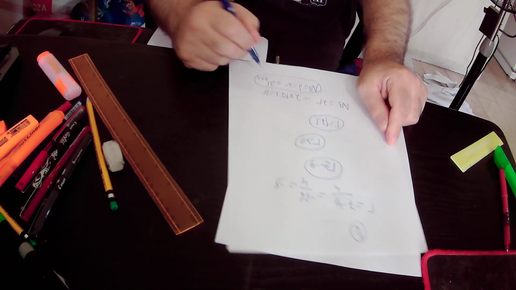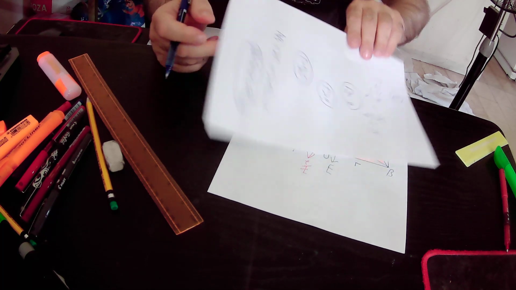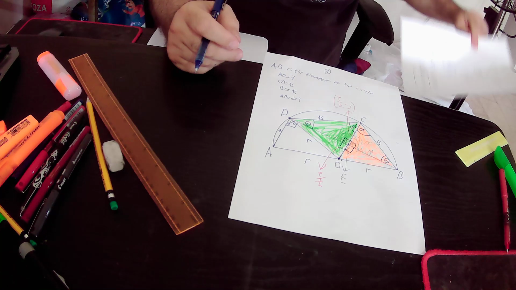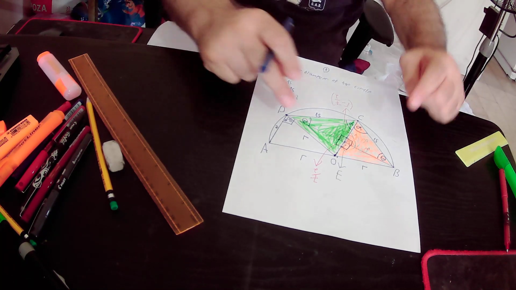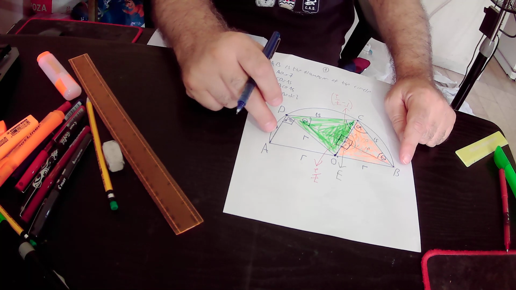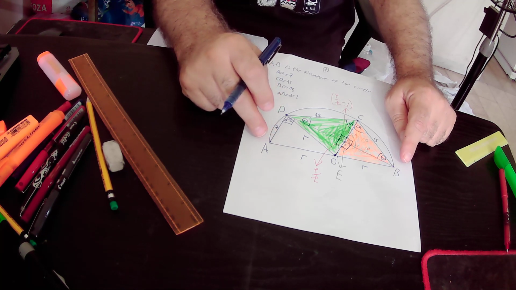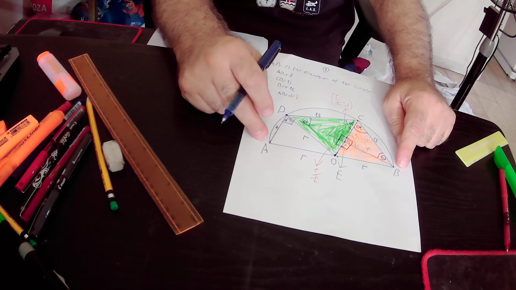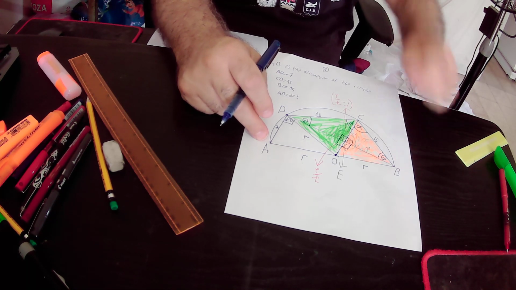Okay, AB equals 25 units. That is to say, the diameter of the semicircle, D, equals 2R, equals 25 units. Okay, the diameter of the circle equals 25 units.